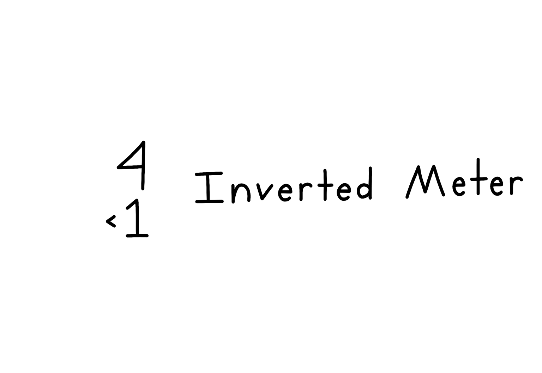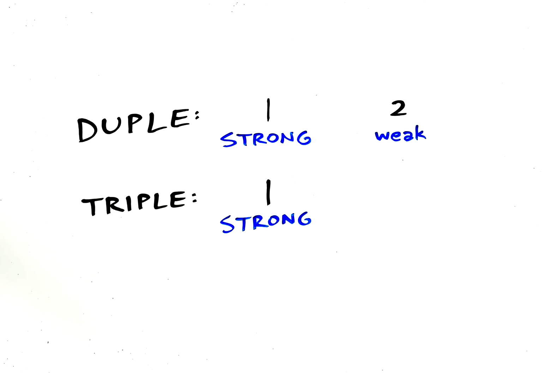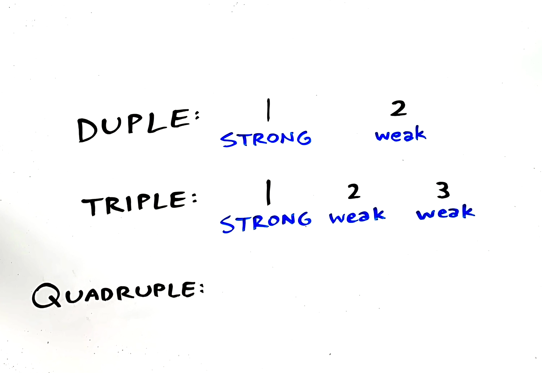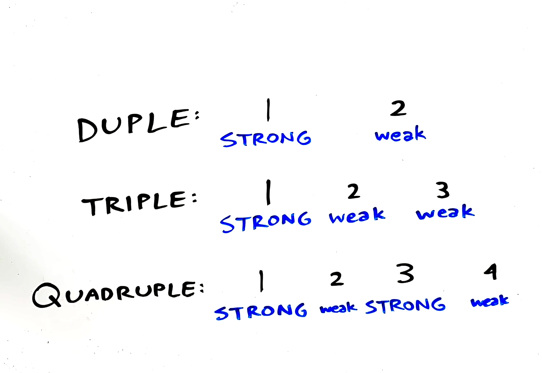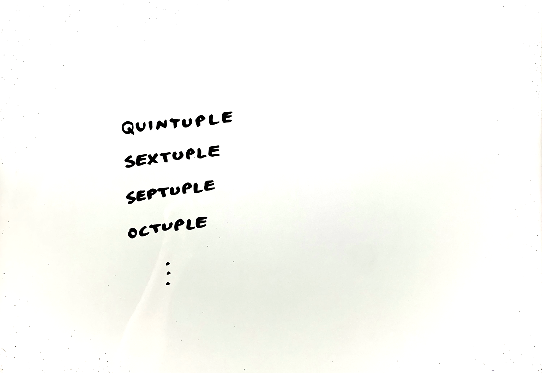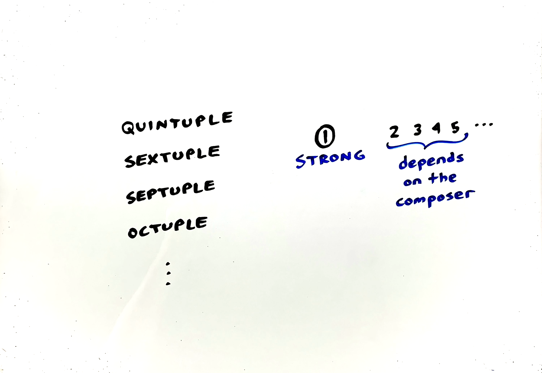Let's talk about strong and weak beats. In duple meter, the first beat is a strong beat, and the second beat is a weak beat. In triple meter, the first beat is a strong beat, and the last 2 beats are weak beats. In quadruple meter, the first and third beats are strong beats, and the second and fourth beats are weak beats. In addition, the first beat is even stronger than the third beat, and the fourth beat is even weaker than the second beat. In quintuple meter and higher meters, the first beat is the strong beat, and the strengths of the other beats depend on the composer.